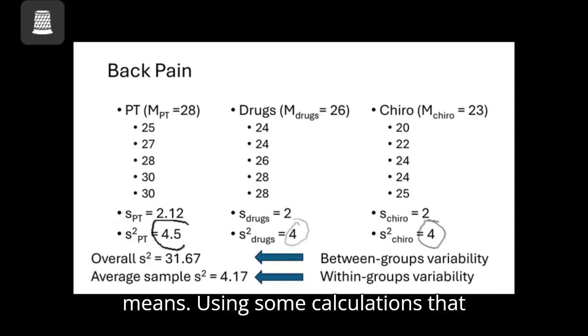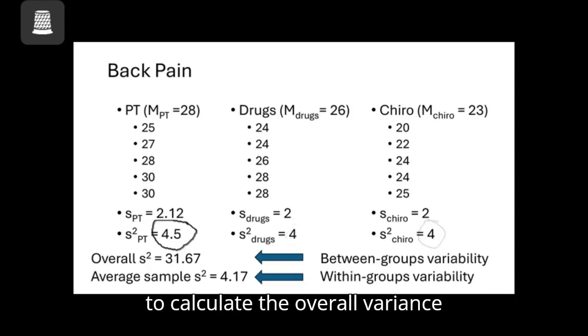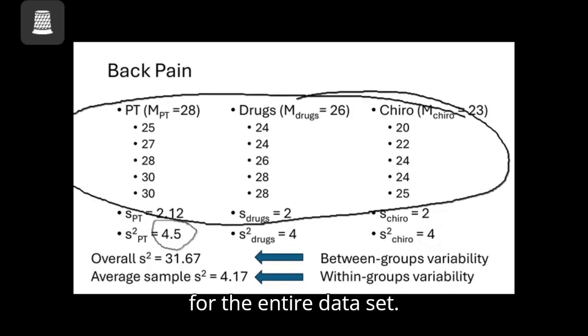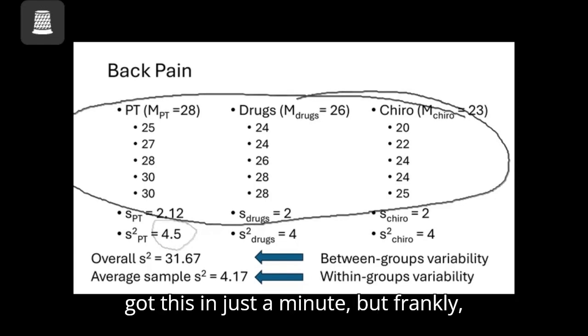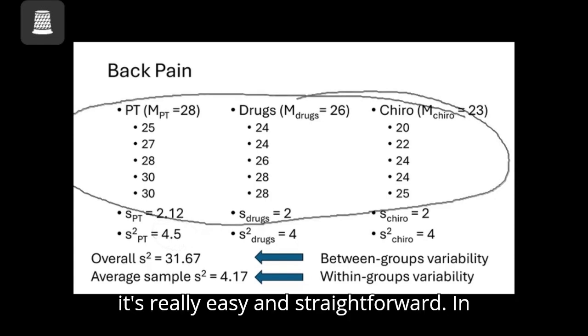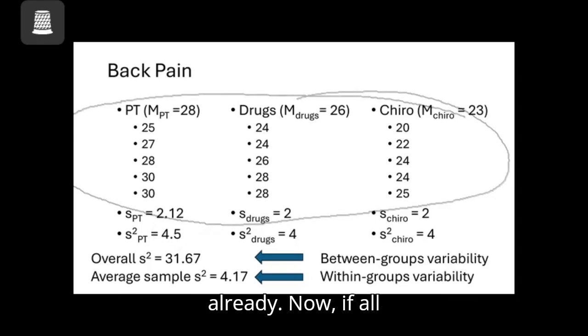Now, with analysis of variance, we're going to use the individual scores to calculate these variances for our sample means. Using some calculations that you'll see in a minute, we're also going to calculate the overall variance for the entire data set. I'll show you those calculations of how I got this in just a minute, but frankly, it's really easy and straightforward. In fact, you've done the vast majority of it already.